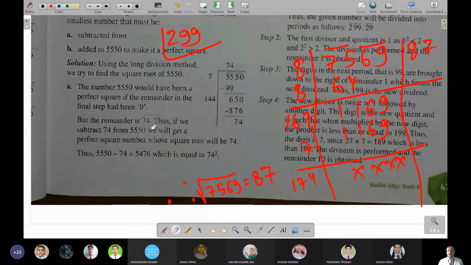Sir, if the question says find the square root of 13 by the long division method. 11, 13 also it will not go. Okay, so this is not a perfect square. 299 is not a perfect square, and I think 299 is a prime number which is not divided by any other number.